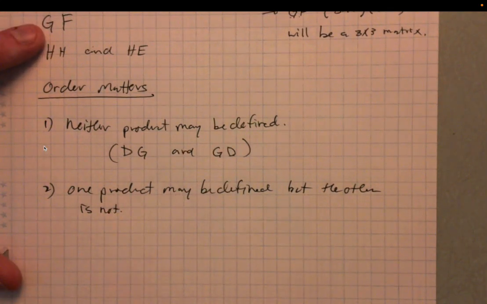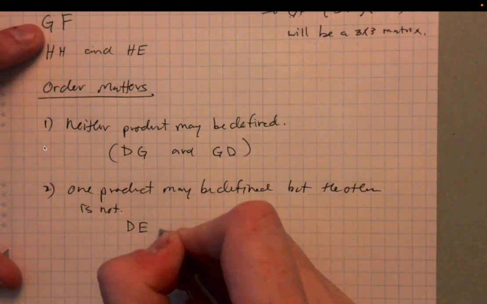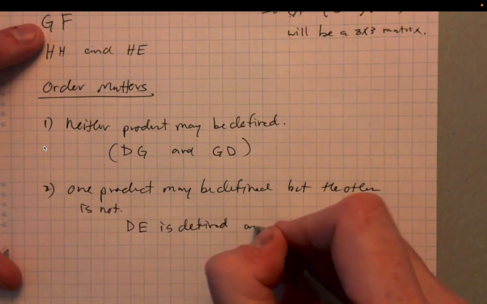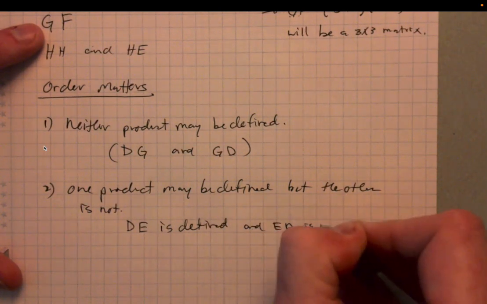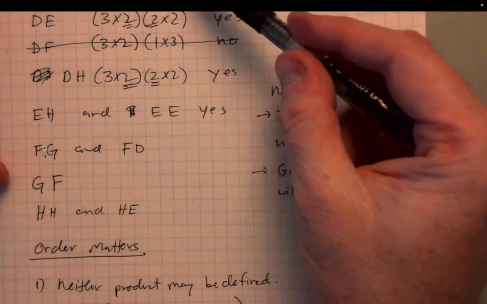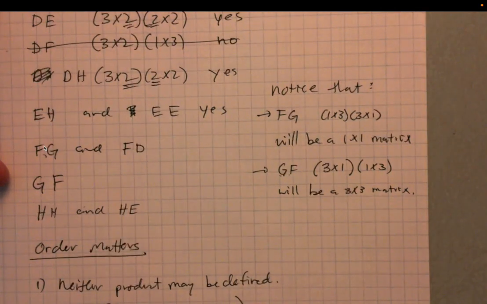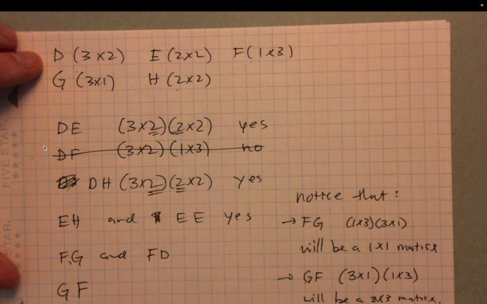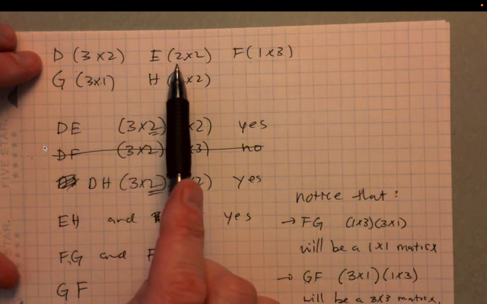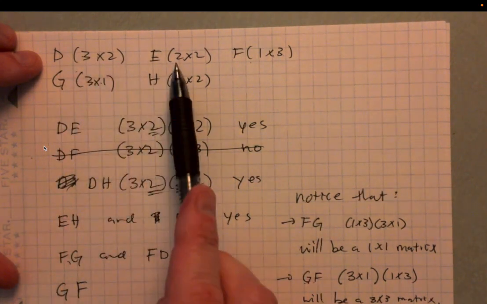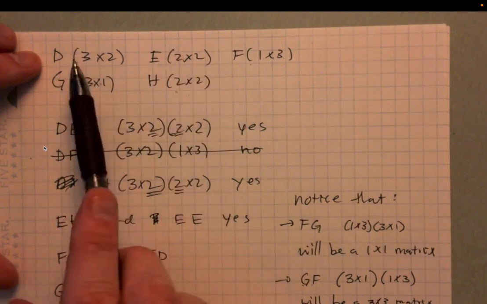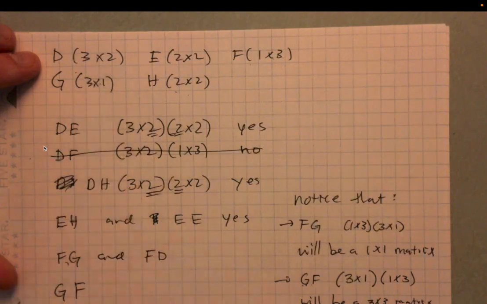Right, so an example of that would be DE is defined and ED is not. Remember, D is 3 by 2, E is 2 by 2, so D times E works, but E times D does not. D times E, a 3 by 2 times a 2 by 2, works, but E times D does not work. A 2 by 2 multiplied against the 3 by 2 does not work.